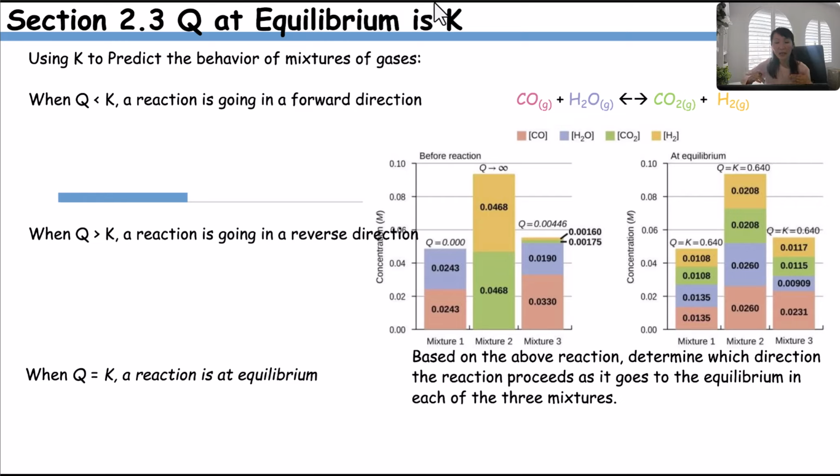Here is another way for me to interpret what K means. So here you see carbon monoxide and water forming into carbon dioxide and hydrogen.